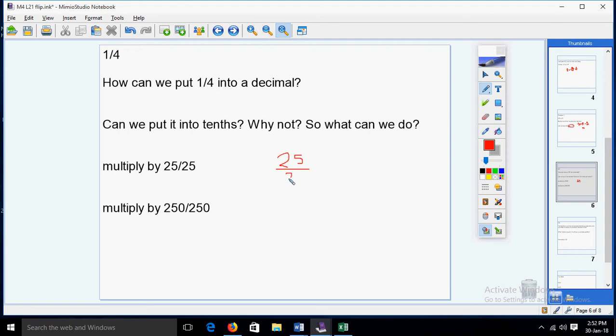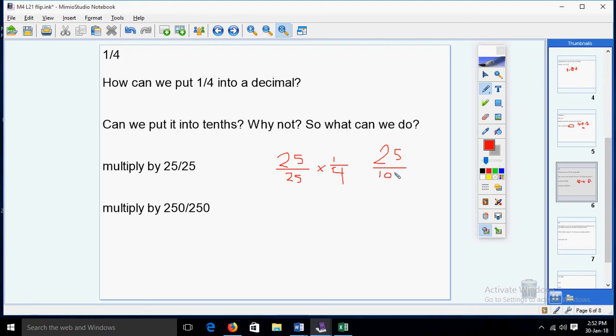So let's do 25 over 25 multiplied by 1/4, all right? That'll give us, this is a 4, sorry. All right, that'll give us 25 over 100, because 4 times 25 is 100.